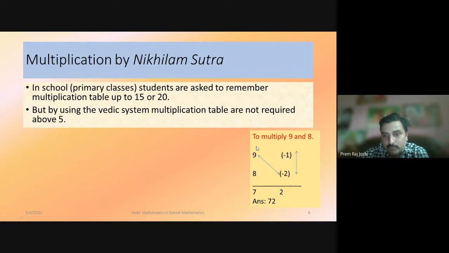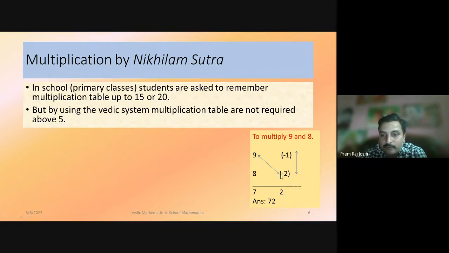So what we actually do is subtract. Here both 9 and 8 are near to the base 10, so we subtract the base from these numbers. Base is 10, so subtracting 10 from 9, we get -1. Similarly, subtracting 10 from 8, we get -2. Then we vertically multiply the numbers we put on the right side. Multiplying -1 with -2, we get 2.